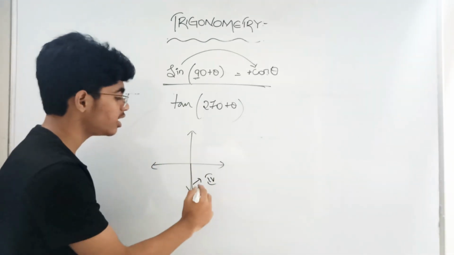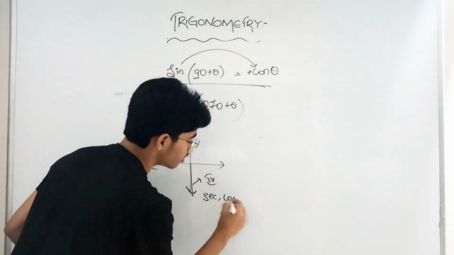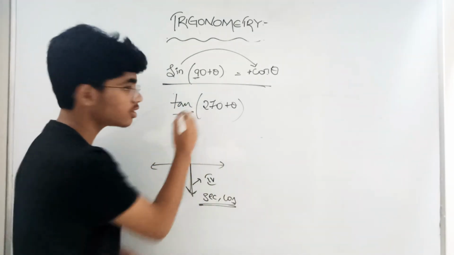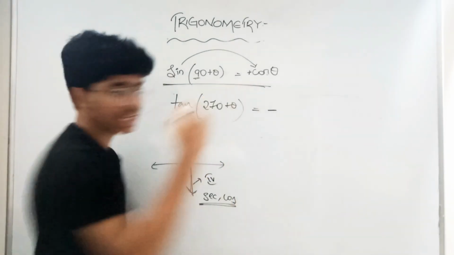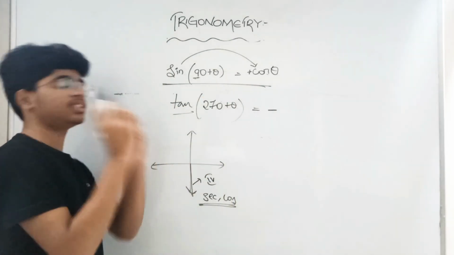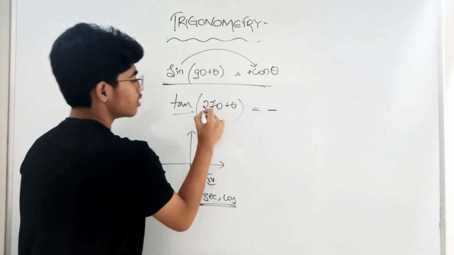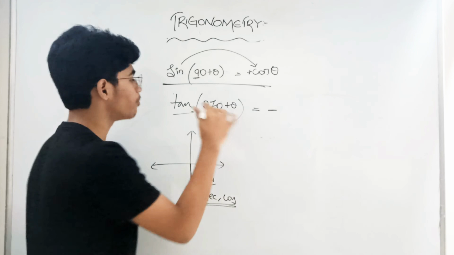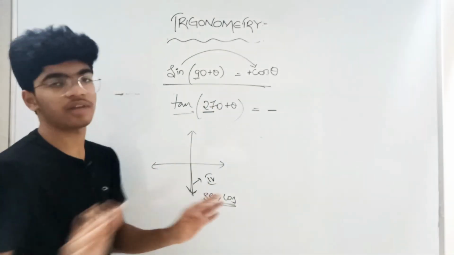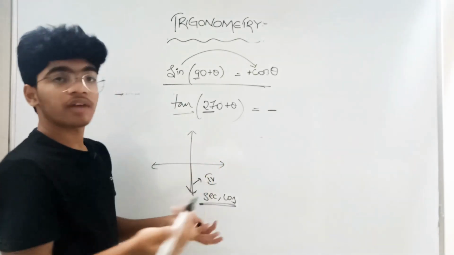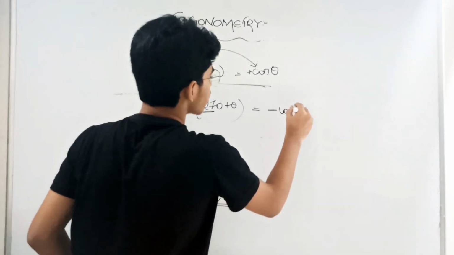So in the fourth quadrant, what are positive? Secant and cos. These are the only positive ones. Is tan positive? No, definitely not. So the answer will definitely be negative. Any answer, let it be, it's negative. So for 270 plus theta, we have to check the 27, ignoring the 0. Is 27 even? No, it's odd. So you have to change this into cotan, that is cot theta.